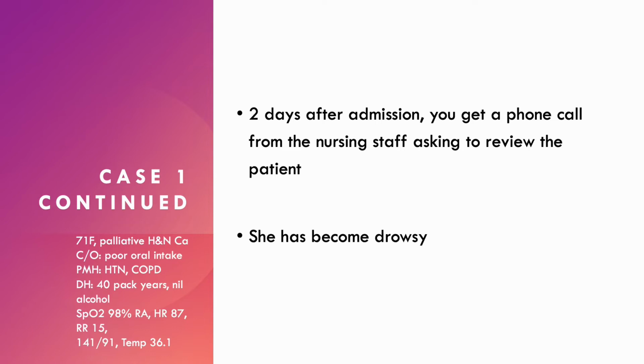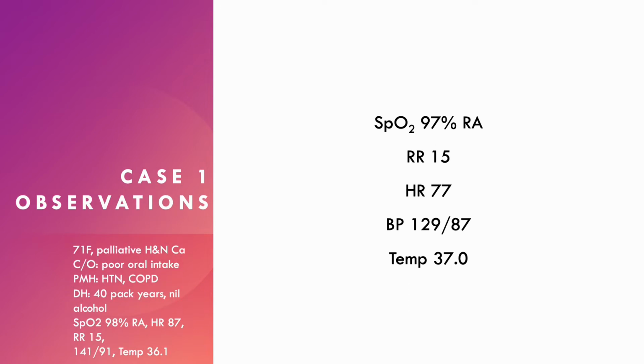So what do you think you're going to do to manage this? You're going to ask the nursing staff to get some observations for you. You're going to examine the patient and get some bloods and try and figure out what's going on. So you get some observations for the patient. She has an oxygen saturation of 97% on room air, a respiratory rate of 15, a heart rate of 77, a blood pressure of 129/87, and a temperature of 37. So for the most part, these observations are normal, and there's no signs of infection. The next steps would be going on to do an A to E assessment.